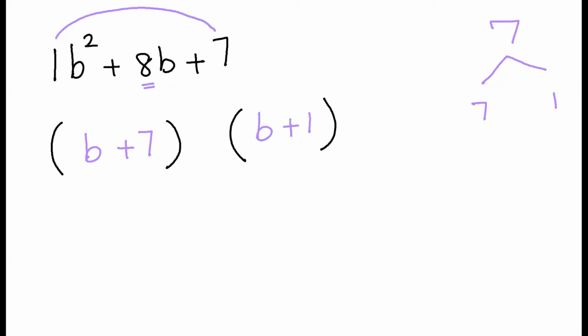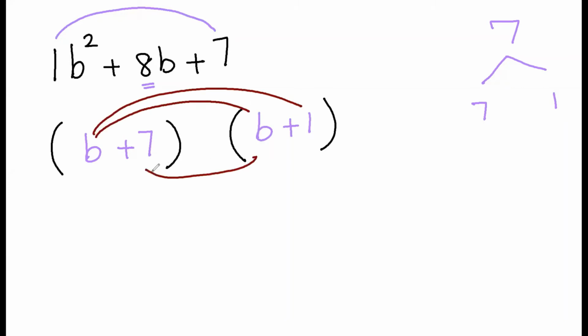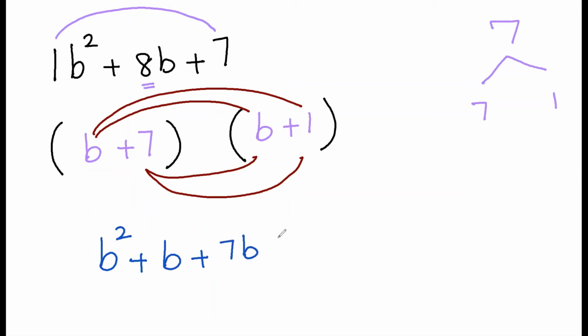Let us check. To check if your answer is correct or not, we are going to FOIL. That means we're going to multiply or distribute. We know how to multiply two polynomials, right? So we are going to multiply these two. So b times b is b squared, plus b times 1 is b, plus 7 times b is 7b. 7 times 1 is 7.